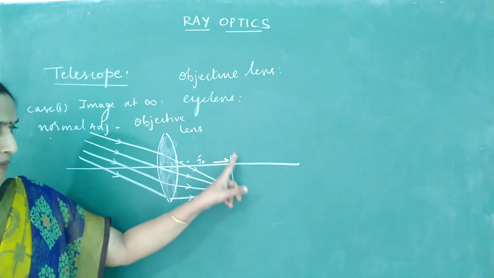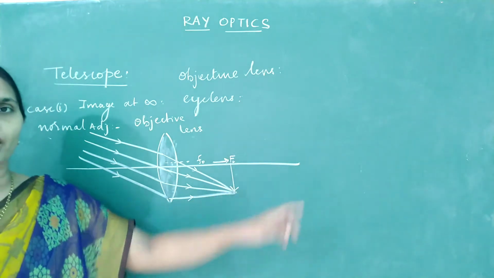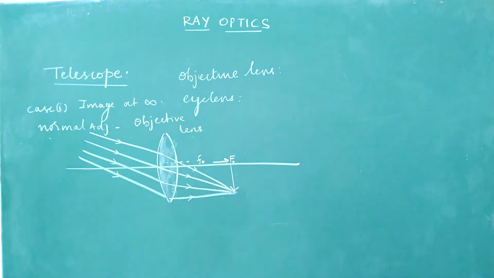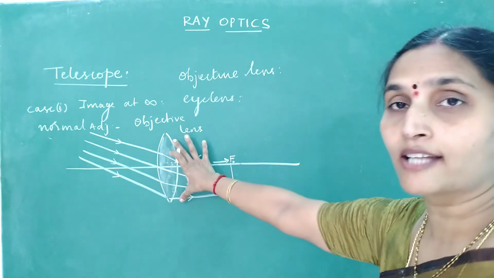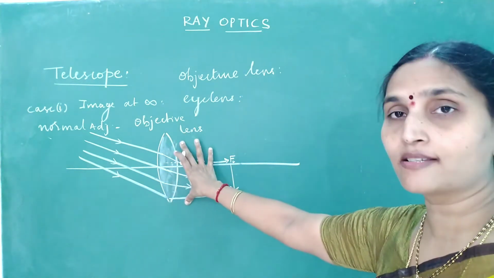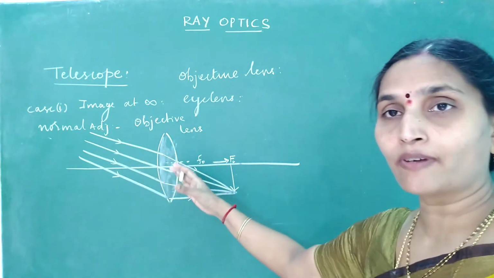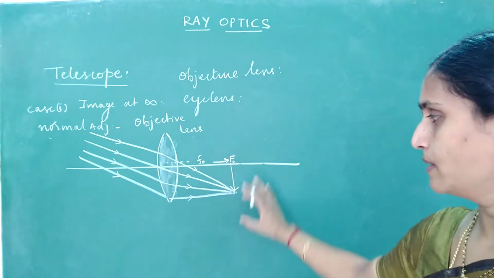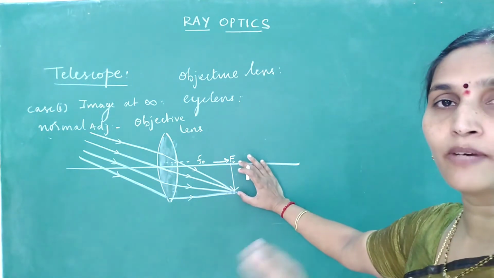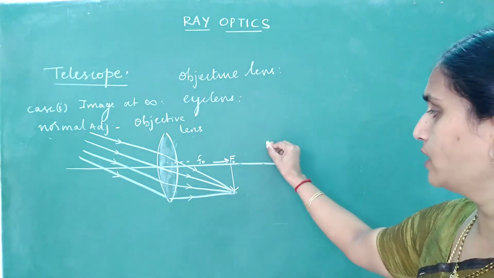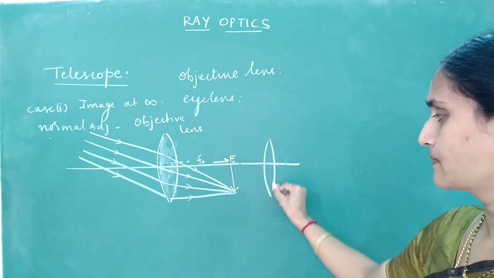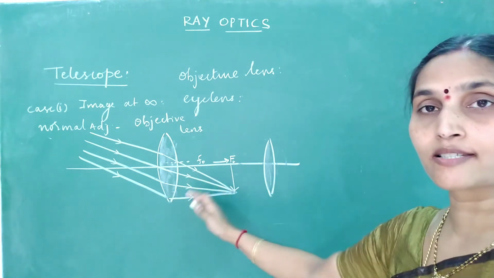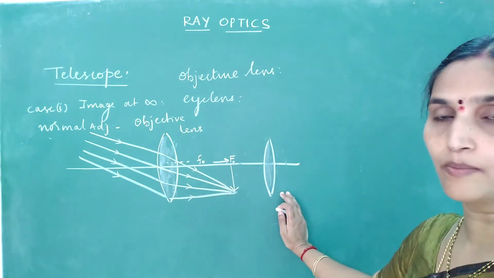Now we are going to magnify this image by using a second lens, which is called the eye lens. The size of the eye lens should be smaller than the objective lens. For the objective, we took a large aperture so that we get enough light from infinity and the image formed is brighter. But once you get the brighter image, we don't need a very big lens here. A lens of smaller aperture is sufficient. So this is your second lens. The distance between the two lenses is again adjustable, similar to a compound microscope.